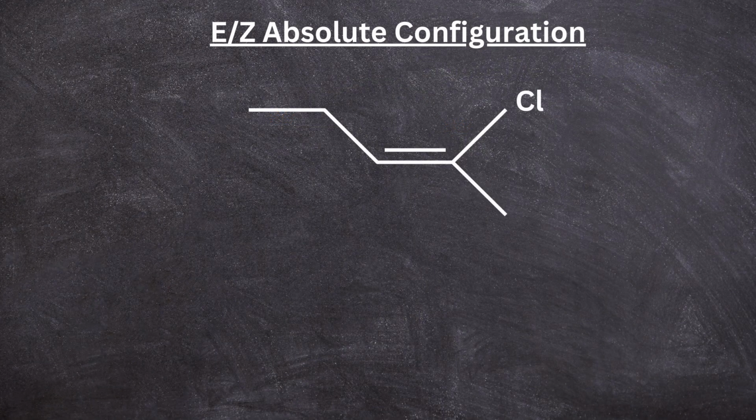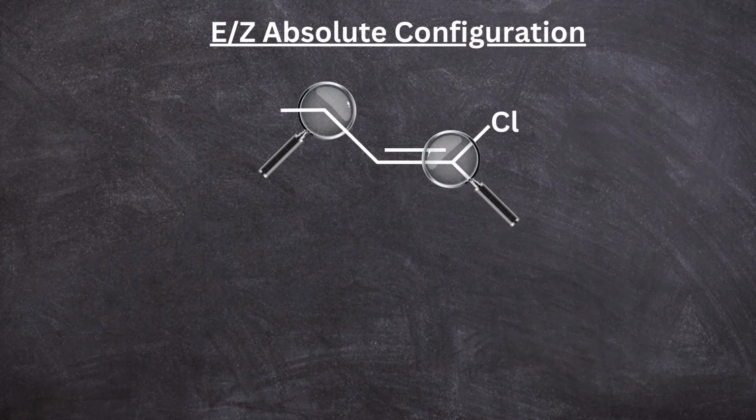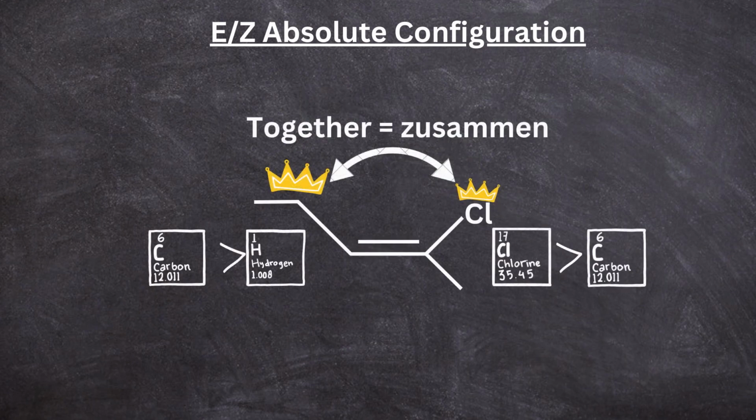To show why this is useful, let's take this molecule. We look again at this carbon with the double bond and we see it's attached to a carbon and an implied hydrogen. So the carbon group is the priority. As for here, we know that this carbon is attached to the other carbon and the chlorine atom. Therefore, the chlorine is the priority. As you can see, both of the priority groups are on the same side, which means they're together, aka zusammen.